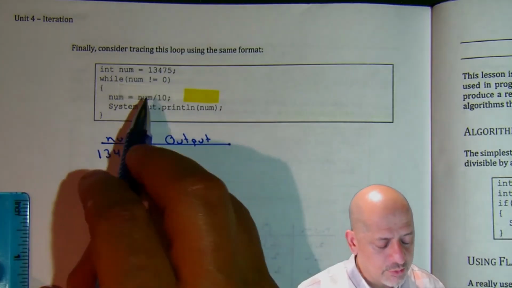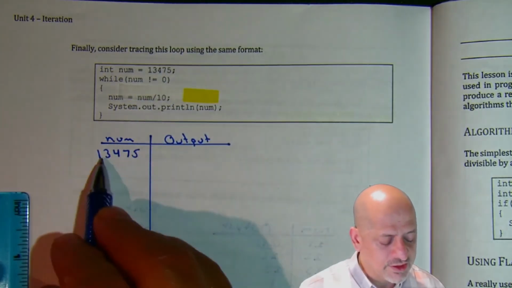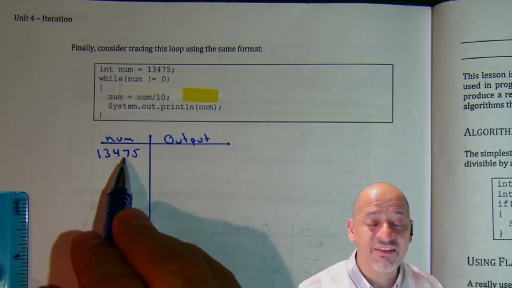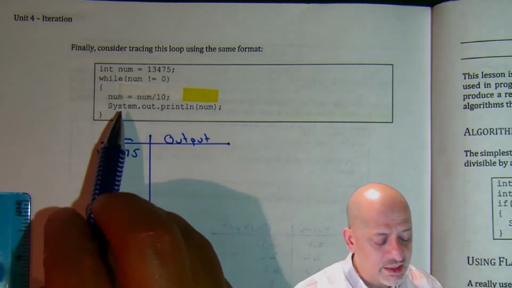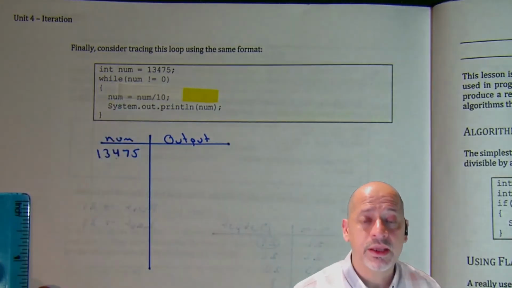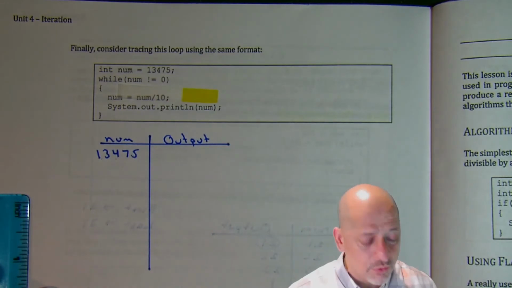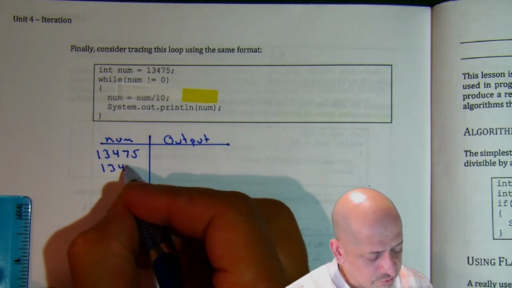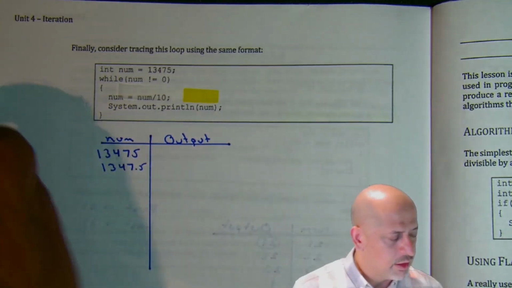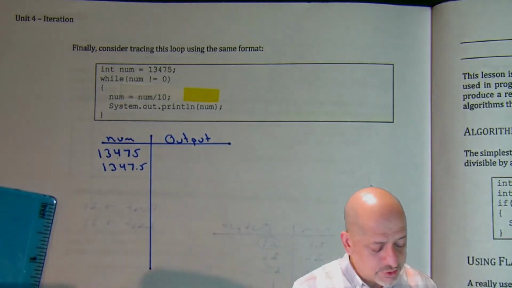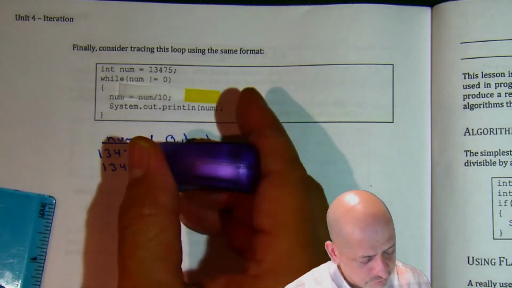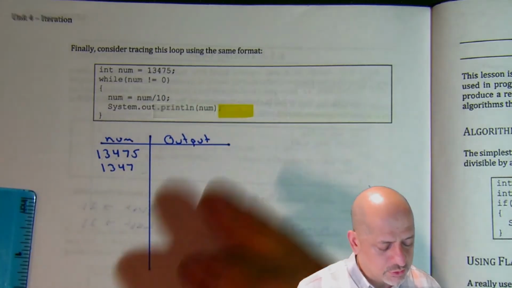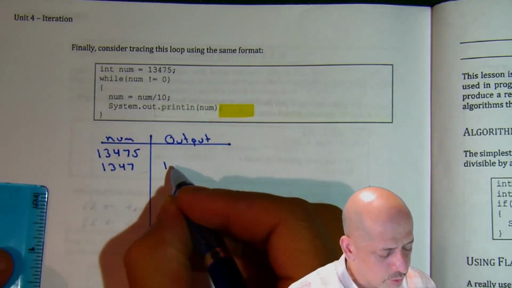So therefore, the number divided by 10. If I divide this by 10, it gives me 1,347.5. But because num is an integer, what is going to happen? It's going to chop off the decimal. So therefore, instead of being 1,347.5, because num is an integer, it's going to get rid of the decimal. And now we are going to print it. So therefore, the first number that gets printed will be 1347.